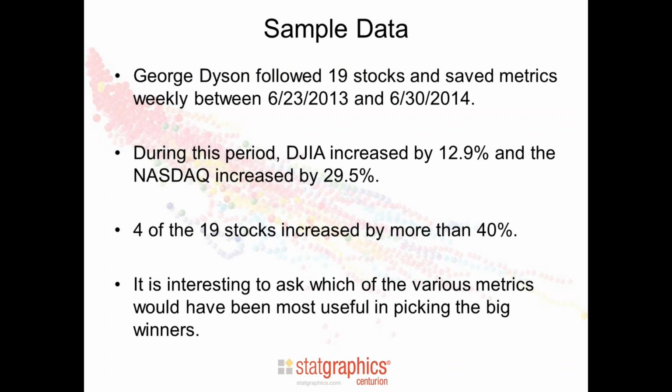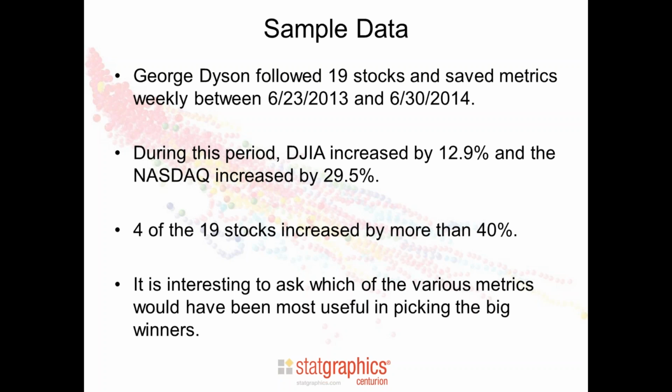Okay, so what I'm going to do is take his 19 stocks, take the metrics on 6/23/2013, and see which of those metrics would predict how well that stock did over the next year. I've got 19 stocks and 69 different metrics as of June 23rd, 2013, and I want to see which of those metrics would predict the best performing stocks over the next approximately 365 days.